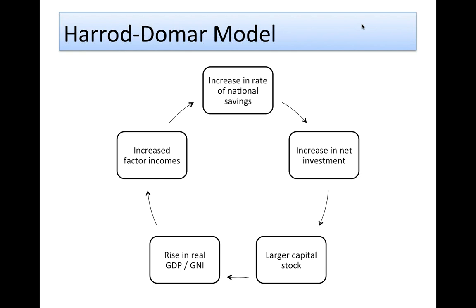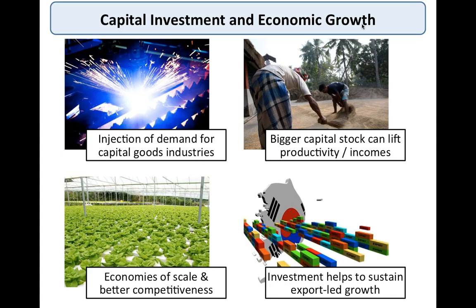The Harrod-Domar model suggests there's a link between savings and investment. That if the country can save more, that provides a flow of funds to allow increased investment. If investment goes up, you have a bigger capital stock. If you have a larger capital stock, you can increase your national output per capita. And if that creates more incomes, for example, through the multiplier effect, then people have more opportunity and more potential to save.